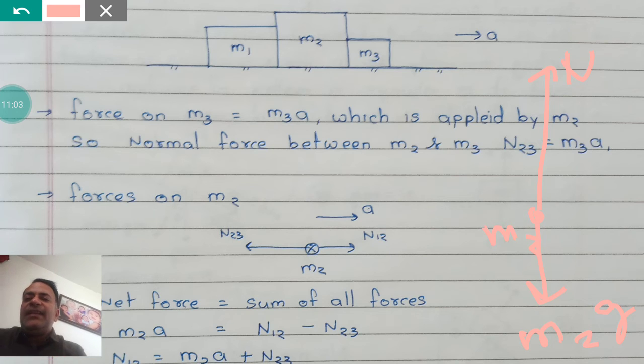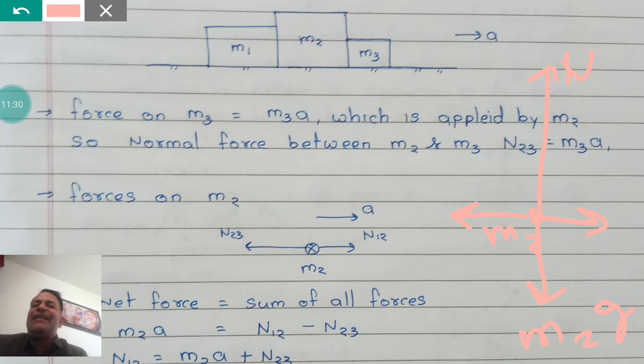And the other thing, there will be some force by M1 on M2. M1 will also apply a force on M2, that will be in this direction. And M3 is also applying a force on M2. Why? Because M2 applied a force on M3, the action, so M3 will apply a force on M2, the reaction, that will be in this direction. Okay, so these many forces are acting on the body.